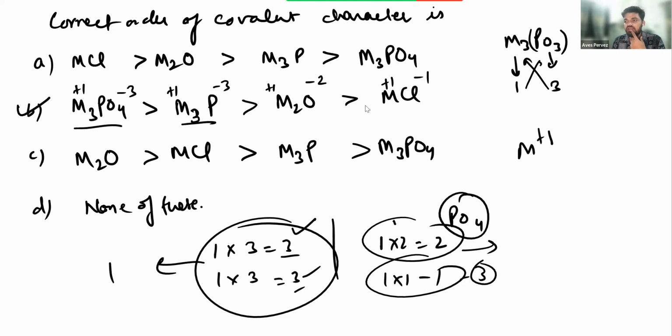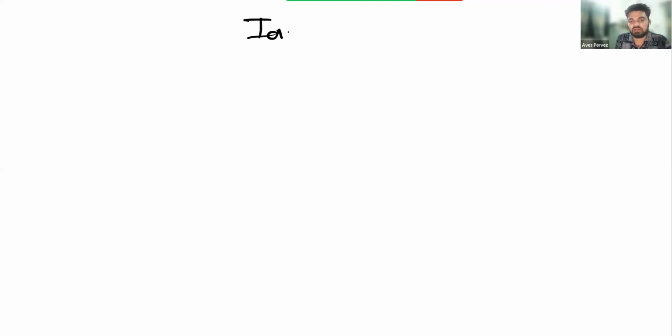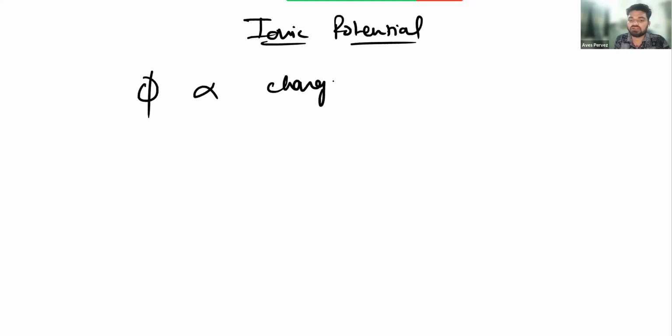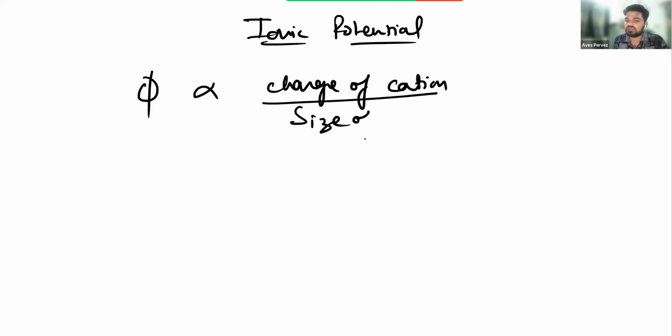Okay, so the next topic is ionic potential. What is ionic potential? We represent it with phi. Ionic potential is directly proportional to the charge of the cation upon the size of the cation. The cation is positively charged. The more the charge, the more the ionic potential.